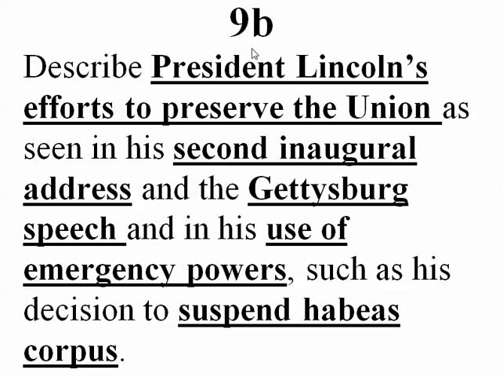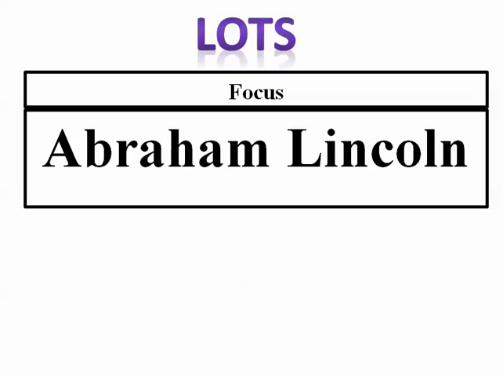Okay, let's look at Standard 9, Substandard B. Describe is what we have to do: President Lincoln's efforts to preserve the Union as seen in his second inaugural address and the Gettysburg speech, and in his use of emergency powers such as his decision to suspend habeas corpus. So our focus here is on Abraham Lincoln. We've got to look at him, and we're going to focus in on him in just a minute.